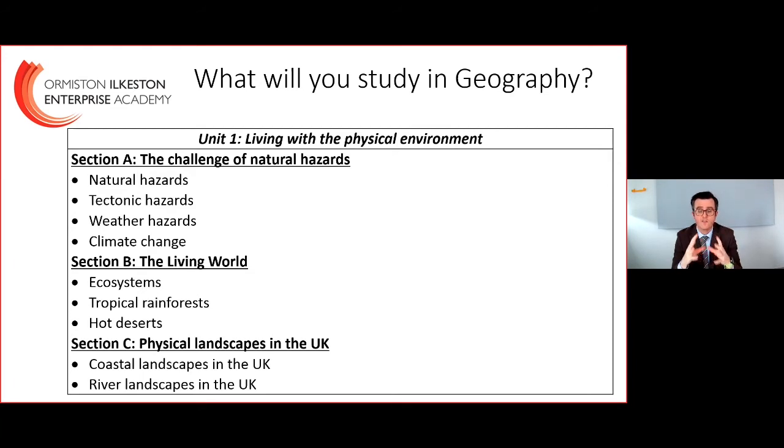That's unit 1 of the 3 units you will study. You can see some of the topics there. It builds on from what you've done at Key Stage 3, building on the restless earth work you will have done, looking at natural hazards, the ecosystems, tropical rainforests and deserts as examples of biomes, and how humans are threatening the tropical rainforests and how we're adapting to some of the conditions that we face. And then the physical landscape of the UK, thinking about the coastal landscapes, how the coastal landscapes are shaped, and how the river landscapes have shaped the UK as well. So that's the physical side.